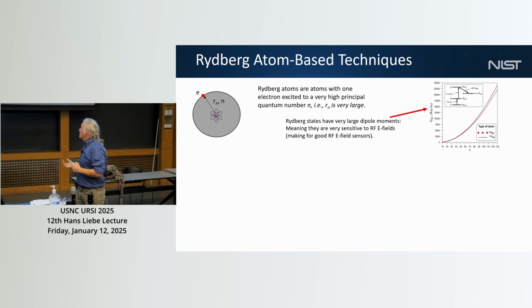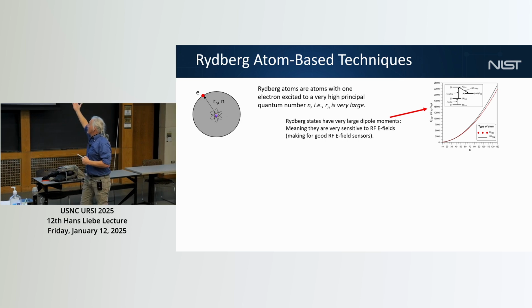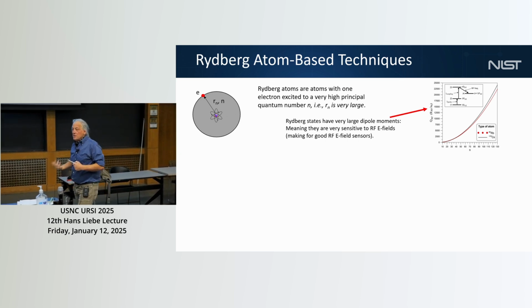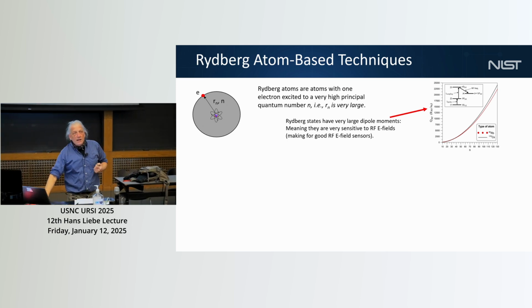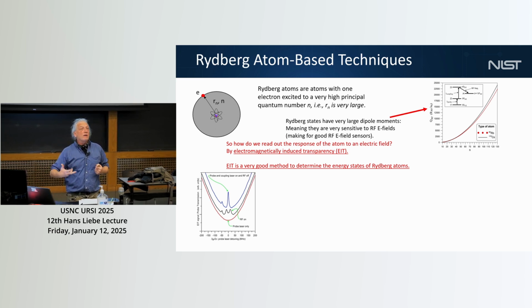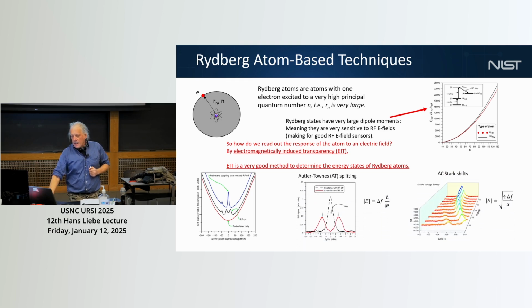In atomic units, these Rydberg states have dipole moments on the order of 10,000. It's very, very large. So that means they're very sensitive to electric field. They make very good electric field sensors. And we just have to figure out how to read out the response of these atoms. We do this with something called electromagnetically induced transparency. What that does is it allows us to read out the atomic state that the atom's in. When we apply an electric field, it modulates that atomic state, and we can measure that with lasers. There are different ways we do the readout, and I'll talk about a few of these.